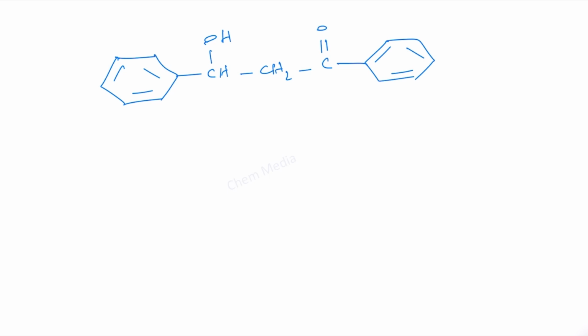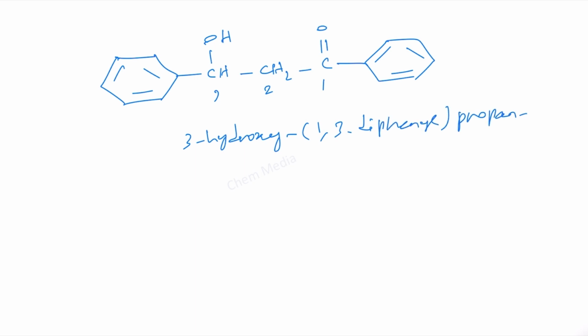If we want to write a name for this, then we can call this 1, 2, 3. So 3 hydroxy, because ketones get more precedence over alcohols. So 3 hydroxy, 1,3 diphenyl propan-1-one. That's the correct IUPAC name for this.